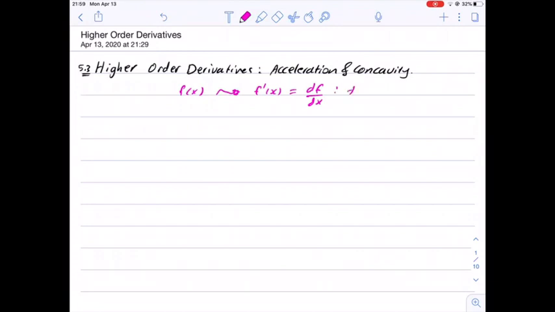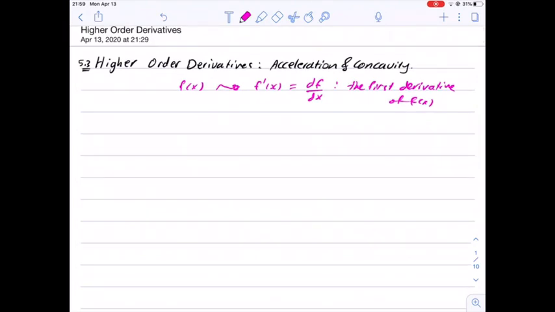Both of them denote the first derivative of the function f of x. And we learned how to find the derivative using the definition of the derivative or using the rules of differentiation.